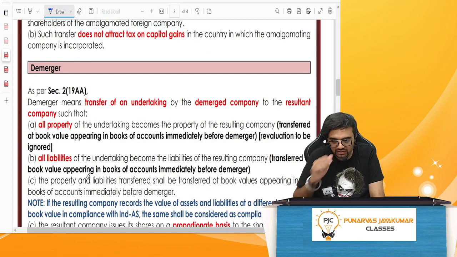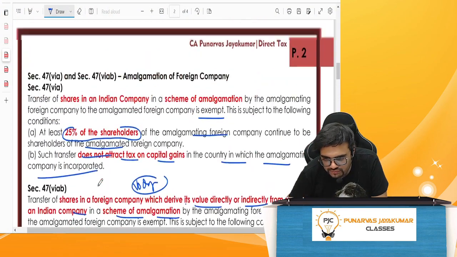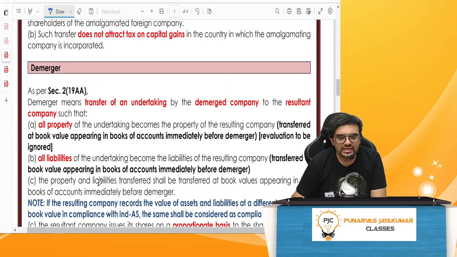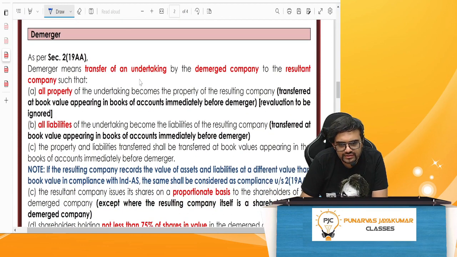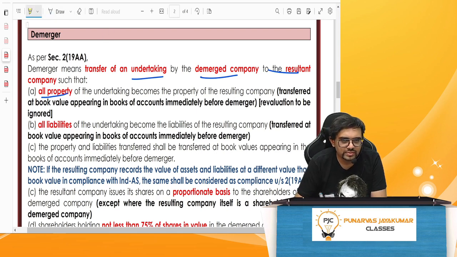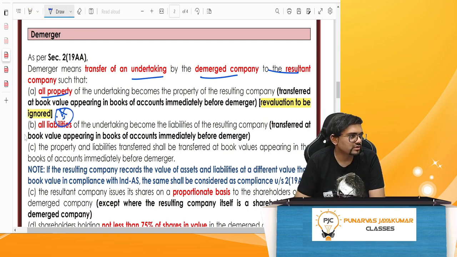So coming to our topic now, page P2, demerger. As per 2(19AA), demerger means transfer of an undertaking. An undertaking can be a branch, a unit inside the company, transferred by the demerged company to the resulting company. Same as before, all property is transferred at book value. Revaluation should be ignored. Revaluation will not be taken into account.